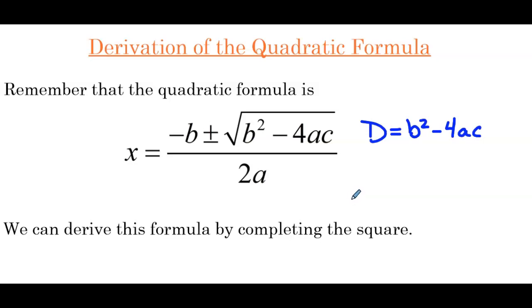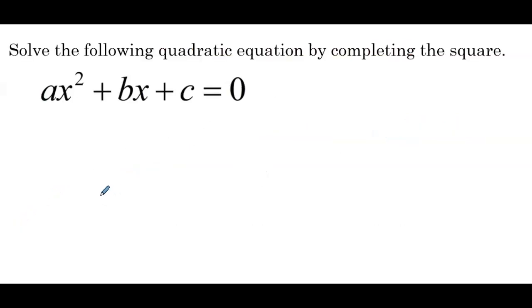And our goal in this video is to understand how the quadratic formula is just a simplification of completing the square, because we can use completing the square to derive the quadratic formula. So let's look at how that's going to work. Solve the following quadratic equation by completing the square. So we have a general ax squared plus bx plus c equals 0 quadratic equation. And this aligns exactly with what we used in the quadratic formula, right?